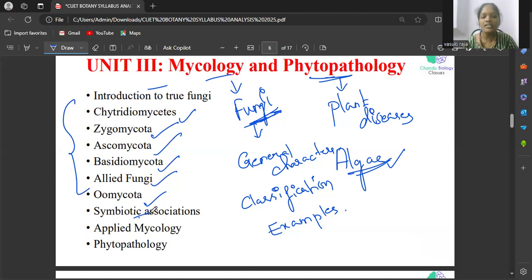Okay, and symbiotic association. Fungi is associated with something like lichens. Okay, lichens are a symbiotic association between fungi and algae. In the same way, fungi will be symbiotically associated with other organisms. So you have to know which organisms fungi are associated with and what is the role played in that particular symbiotic association.